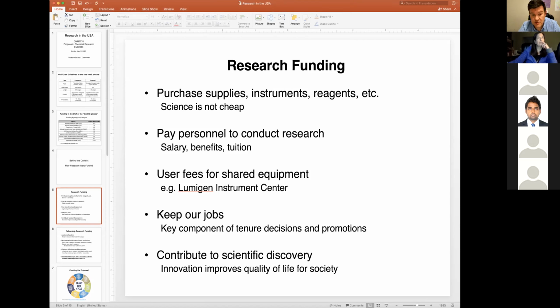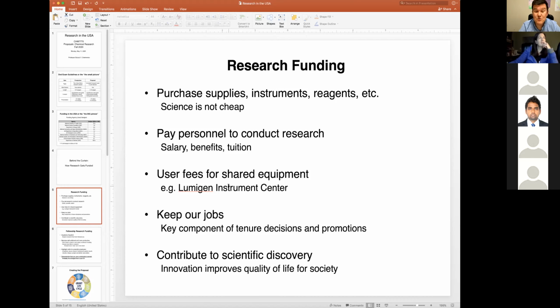There are other charges that need to be taken into consideration. For example, we need to be mindful of the fact that if we use, in our case, a limited instrument center, there are user fees for this instrumentation. How do we raise the money? Same source: primarily from government funding.